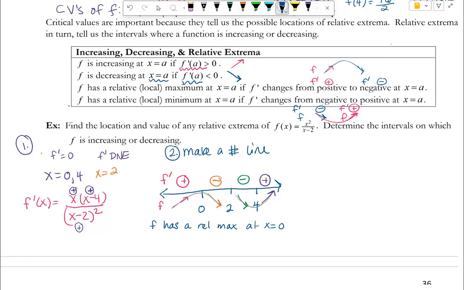So to justify that we have a maximum, I just need to go back to what is written in this box. f has a local maximum value at x equals a if f prime changes from positive to negative at x equals a. So f has a relative maximum at x equals 0 because f prime changes from positive to negative.